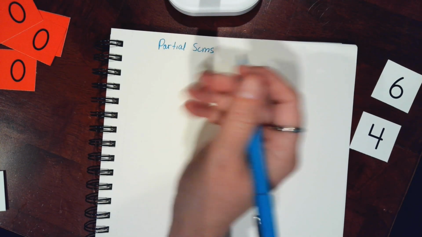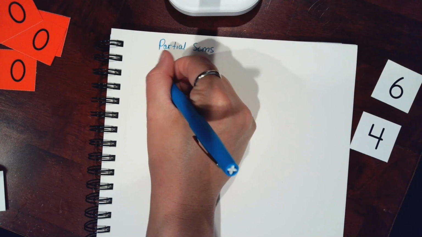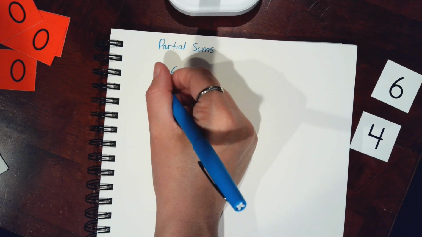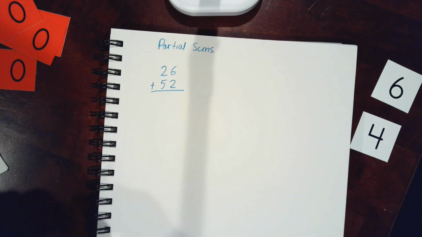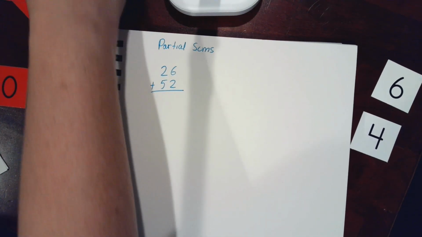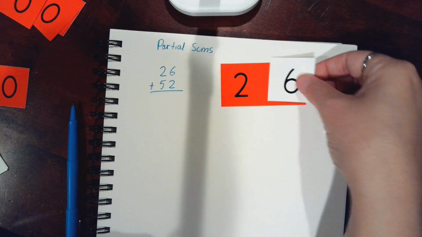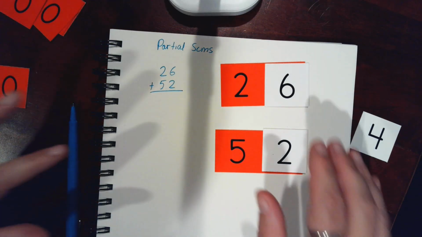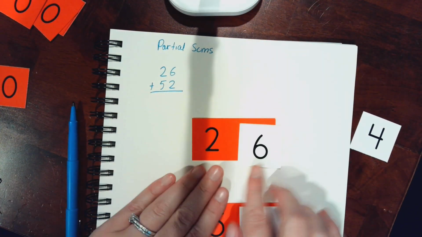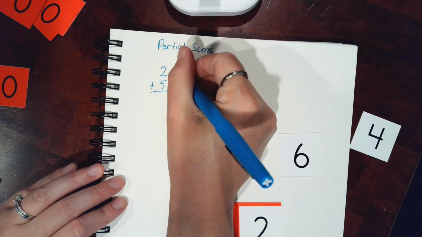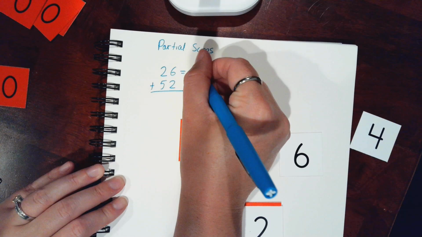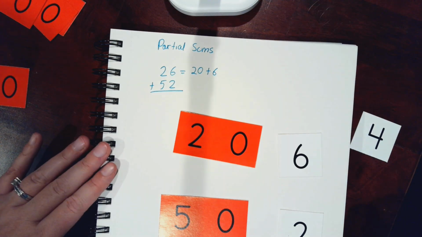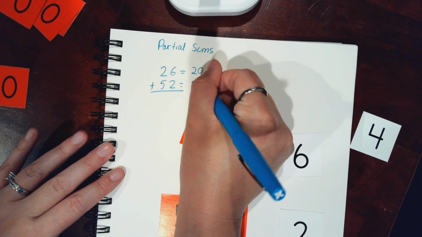So let's do 26 plus 52. Okay? If I have my 26 and my 52, I'm first going to work by expanding those out. So 26 would be 20 and 6. So I'm going to put equals 20 plus 6. And then when I expand this out, I have 50 plus 2.